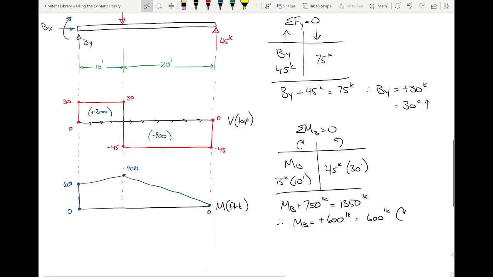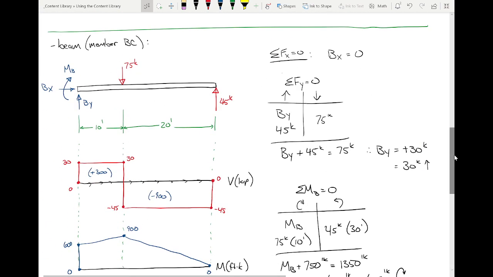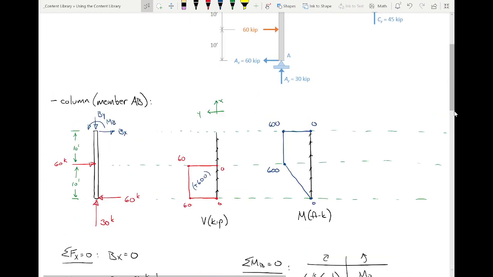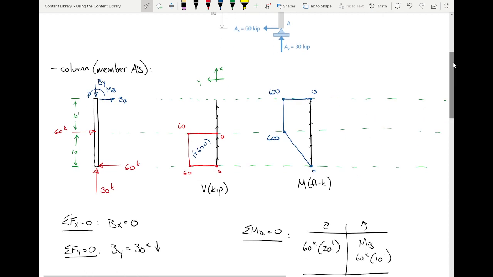The other thing I do want to talk about is this shear diagram. This shear diagram right here. So notice how I drew the shear diagram starting at the bottom, working my way up. What if I did that backwards? What if I started at the top and worked my way down? What would the shear diagram look like? What do you think?